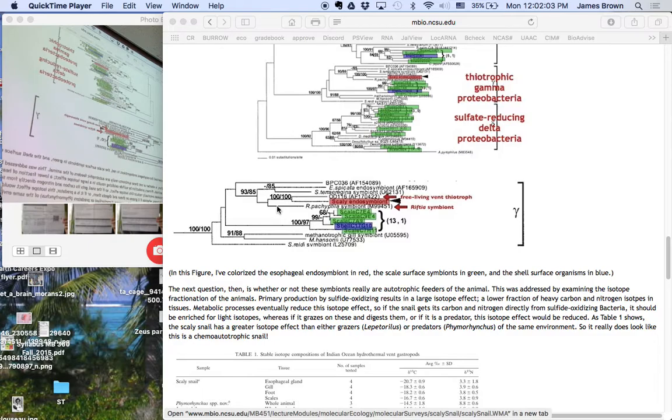And so the question then is, okay, we can't grow these snails, so how do we figure out what the bacterial symbiont is providing? It's not like we can go down there in a submersible and feed these snails radioactive sulfur or something and see what happens. But you can look at stable isotopes.